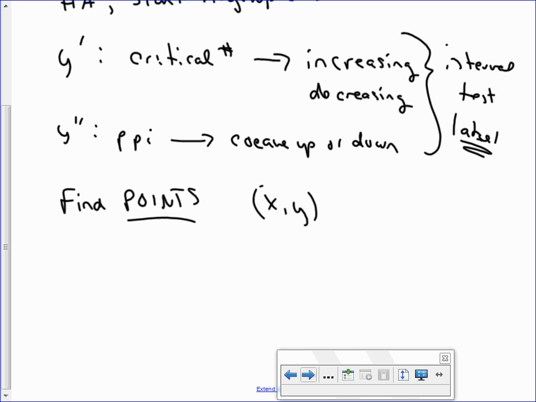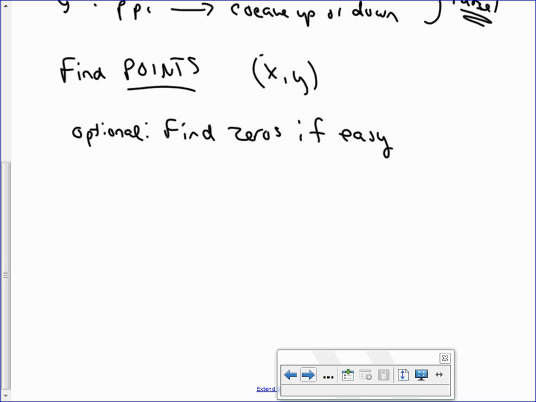And when you do those points, you might note to yourself whether they are flat or whether it's a point of inflection or exactly what's going on at that point. And then this is optional sometimes. Find the zeros. It's easy. It just sometimes makes the graph a little bit easier to put together. Okay? All right, so those are all the things, and then you've got to put it all together so that everything matches. If it doesn't match, then you have made a mistake somewhere.